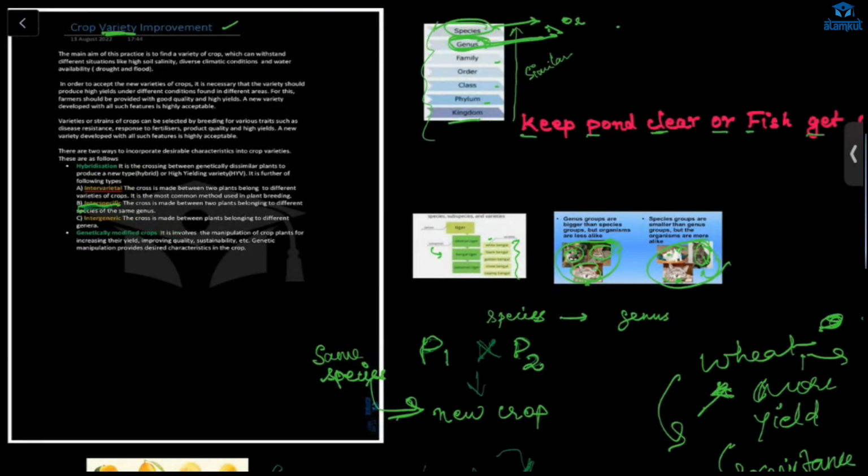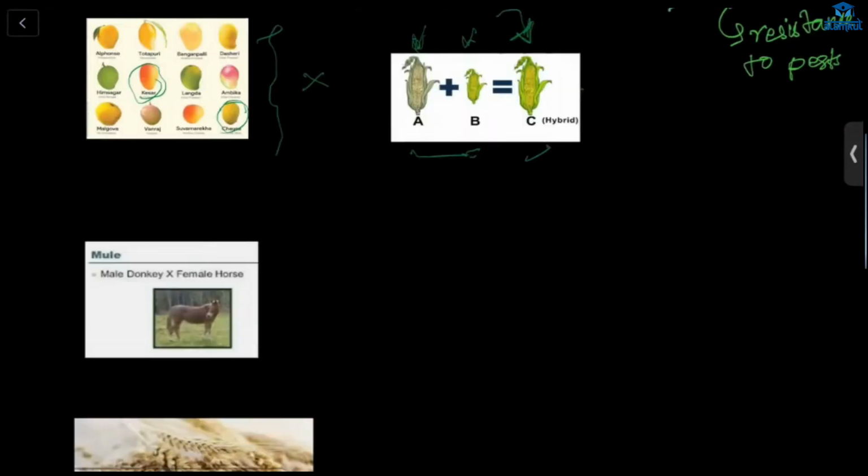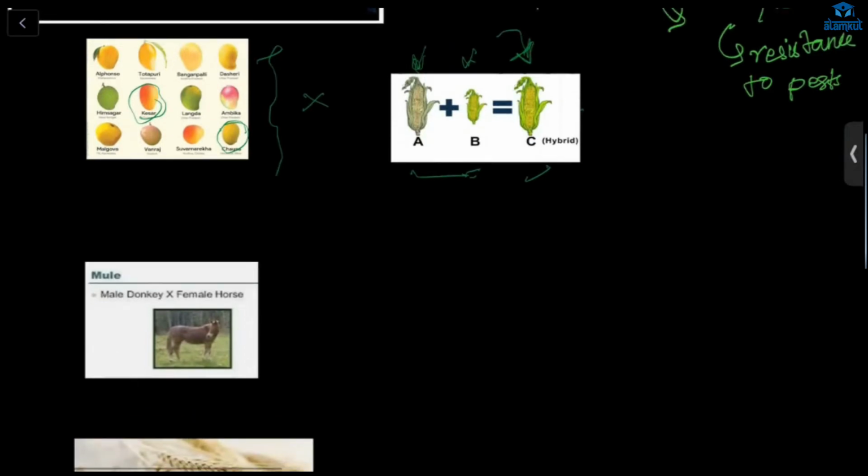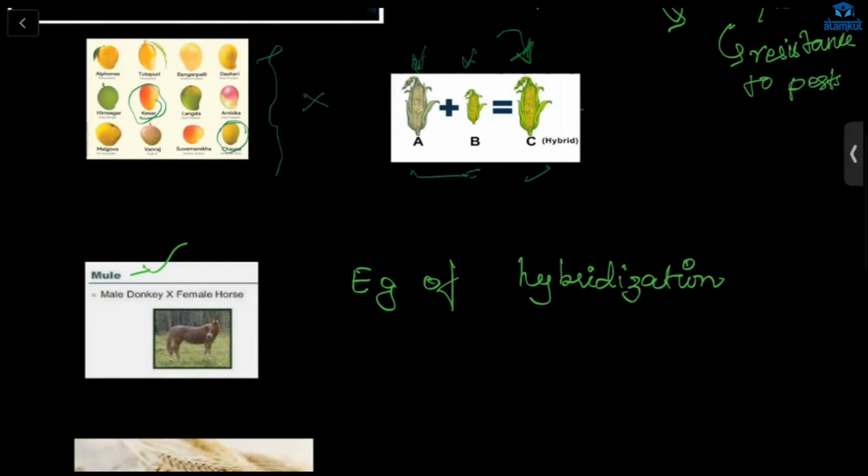The crops which we get are from intergeneric hybridization. Here, any doubt? No, ma'am. Okay. See, this is an example of which hybridization? Can anyone tell? Ma'am, is it intergeneric crossbreeding?